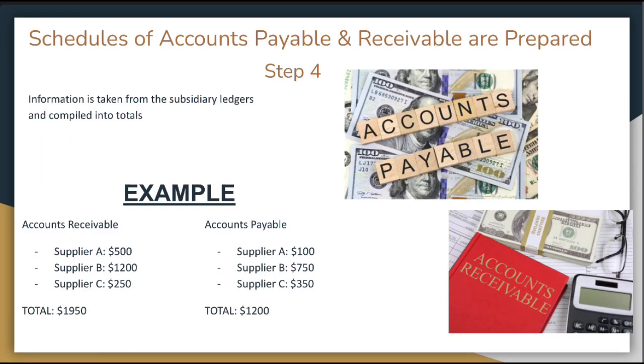And our next step is scheduling our accounts payable and receivable, which are prepared in step 4. So from the subsidiary ledgers of the accounts payable and receivable, again, these subsidiary ledgers are just created so a business can easily see who they owe money and who owes them money. So the information is taken from both subsidiary ledgers, and just as in the example shown, they are totaled, and this will kind of see if the business is doing well. Like, is this business having more income coming in than going out? And that's determined by this step right here.